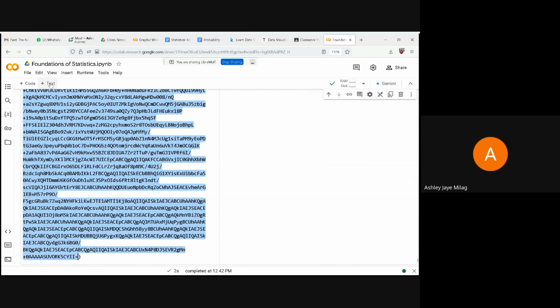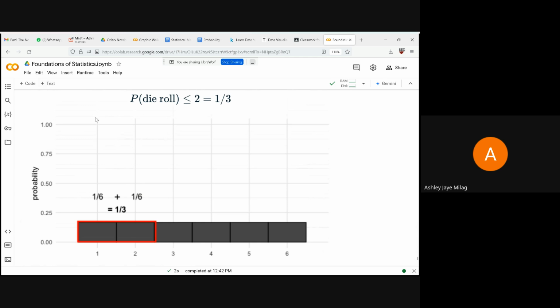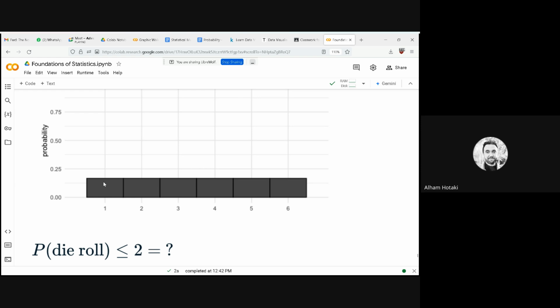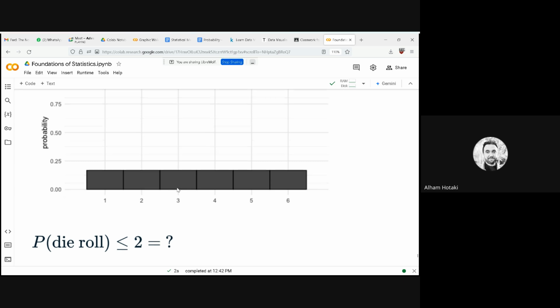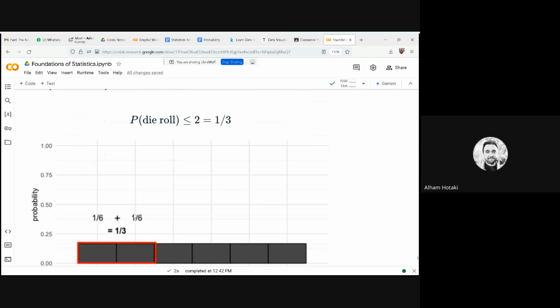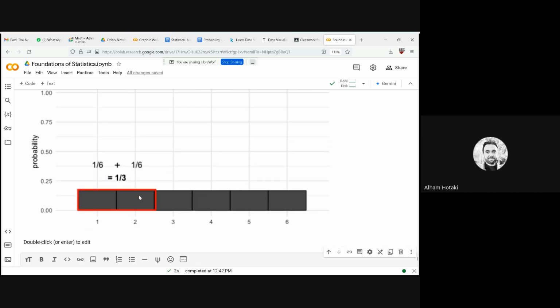Did you mean that it's going to be the expected value of 1 and 2? If you are doing a roll, look at this. First time you roll a die, yeah? So 1 by 6. Second time 1 by 6. Third time 1 by 6. Now, what is the probability of rolling a die where the result should be less than or equal to 2? It's very simple. Less than or equal to 2. So first is 1 by 6 plus, second is 1 by 6.